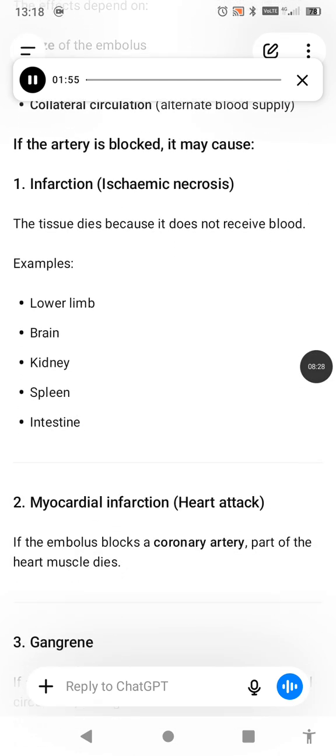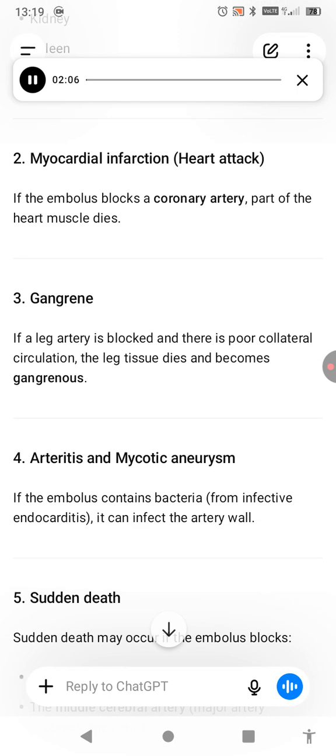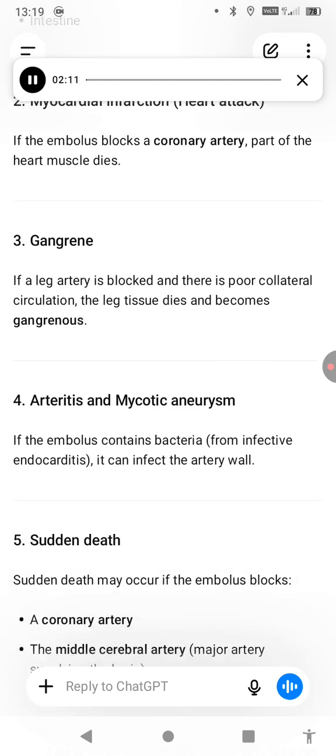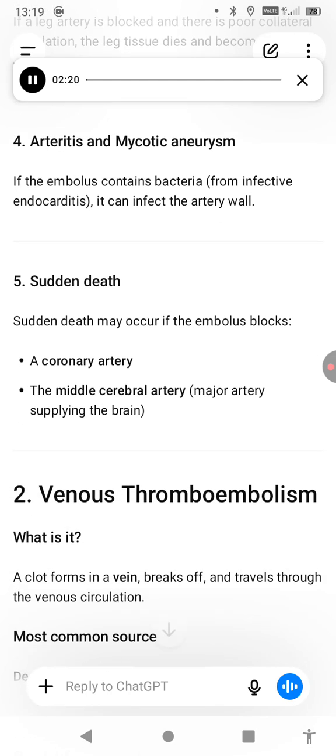1. Infarction, ischemic necrosis. The tissue dies because it does not receive blood. Examples, lower limb, brain, kidney, spleen, intestine. 2. Myocardial infarction, heart attack. If the embolus blocks a coronary artery, part of the heart muscle dies. 3. Gangrene. If a leg artery is blocked and there is poor collateral circulation, the leg tissue dies and becomes gangrenous. 4. Arteritis and mycotic aneurysm. If the embolus contains bacteria from infective endocarditis, it can infect the artery wall.